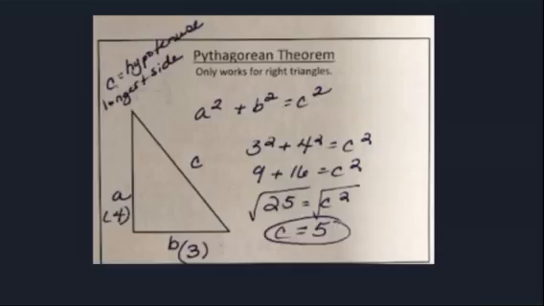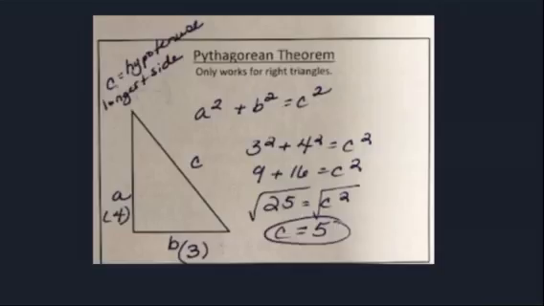So we know Pythagorean theorem is a squared plus b squared equals c squared. And that's just something you have to commit to memory. We know our legs are a and b. Those are interchangeable. And that our hypotenuse is always our longest side, and that is always c.